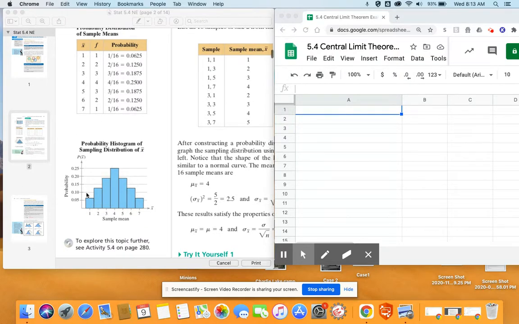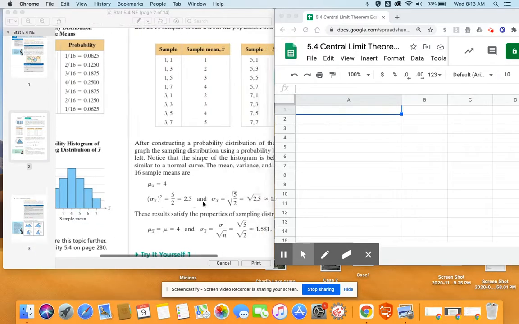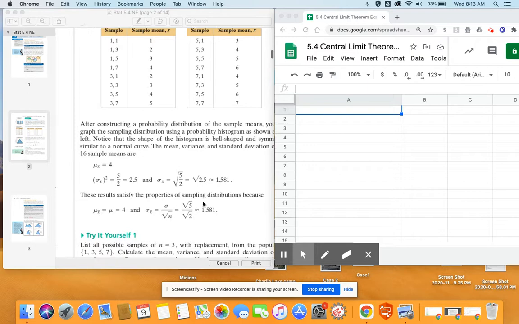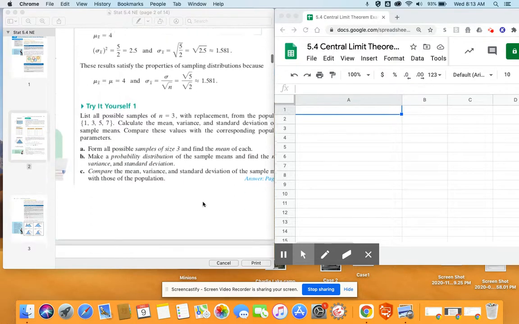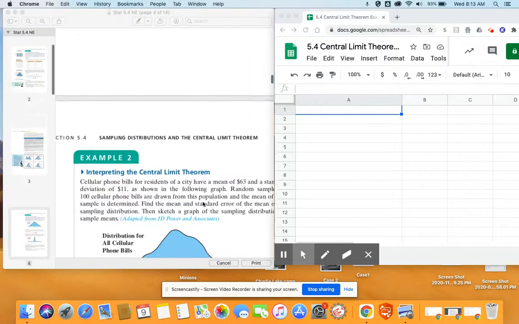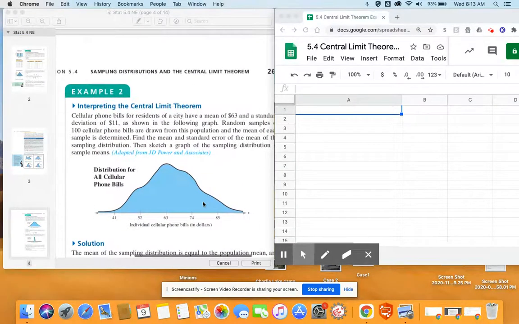And what do we see? We see that the histogram of this distribution looks like a normal curve, a symmetric bell curve. So that's just further illustrating the idea that we can create a normal curve out of something that isn't a normal curve. Let's scroll down here and get to some examples.